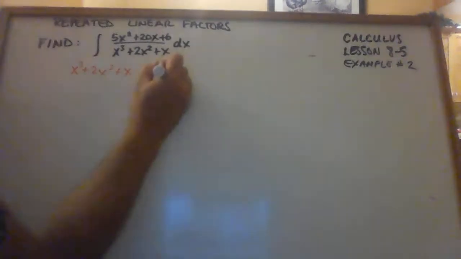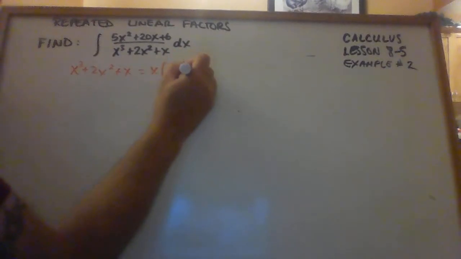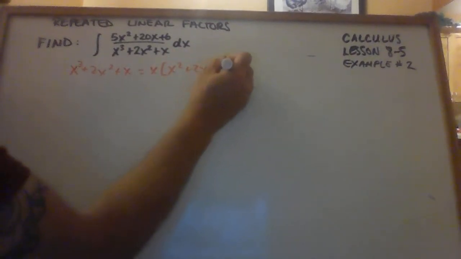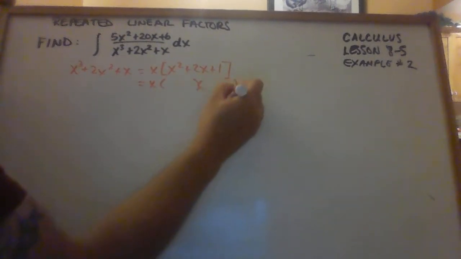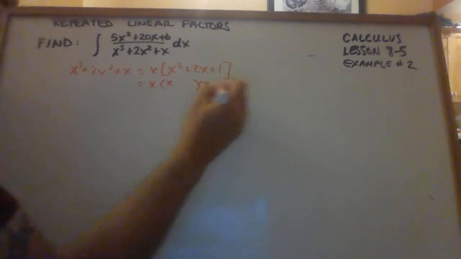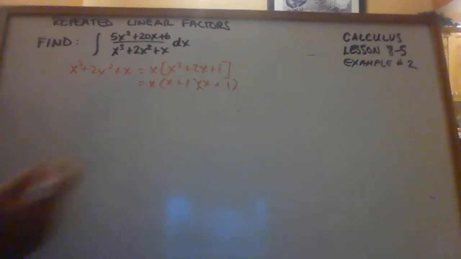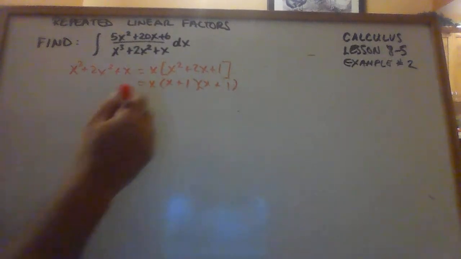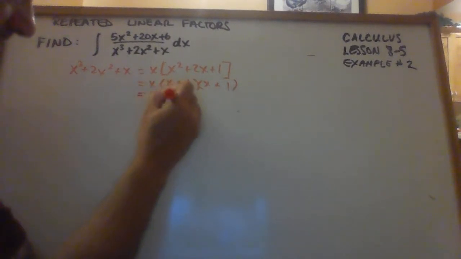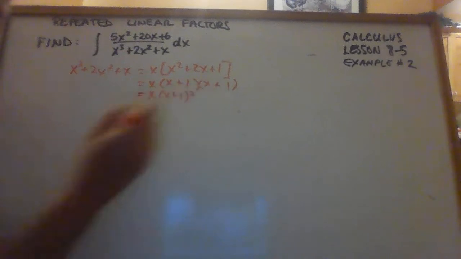The first thing I can do is factor out the x. Get x squared plus 2x plus 1. And then I can factor that, and I get x plus 1, x plus 1. Okay. So this is x times x plus 1 squared.